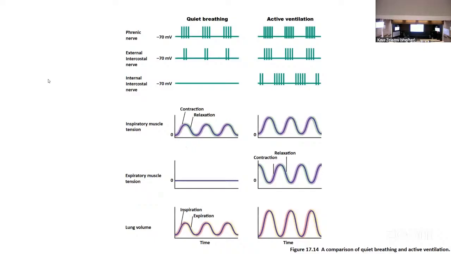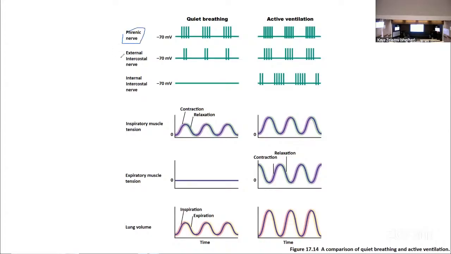Okay. So here we can see the activity of our three main nerves that we're tracking, our phrenic nerve and our external intercostal nerve for inspiration, and our internal intercostal nerve for expiration. So when you're breathing quietly, only inspiration requires actual nerves to fire. So you can see the phrenic nerve and external intercostal nerve are the only things firing when you're breathing easily, nothing going on with your internal intercostal nerve.